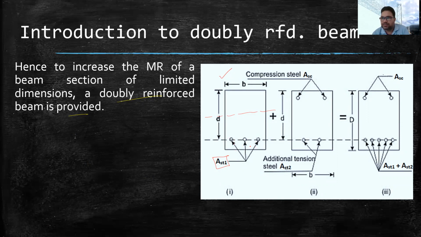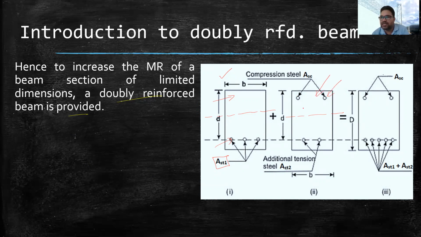To increase the quantity of the steel, what I am doing is providing steel in the compression zone. In the singly reinforced beam, till now we have assumed that compression will be borne by the concrete and tension will be borne by the steel. That was the concept in case of a singly reinforced beam. Now in a doubly reinforced beam, compression will be borne by concrete as well as by the steel.